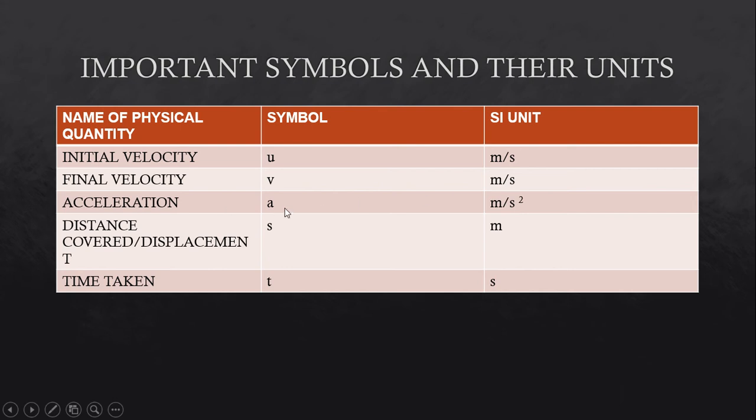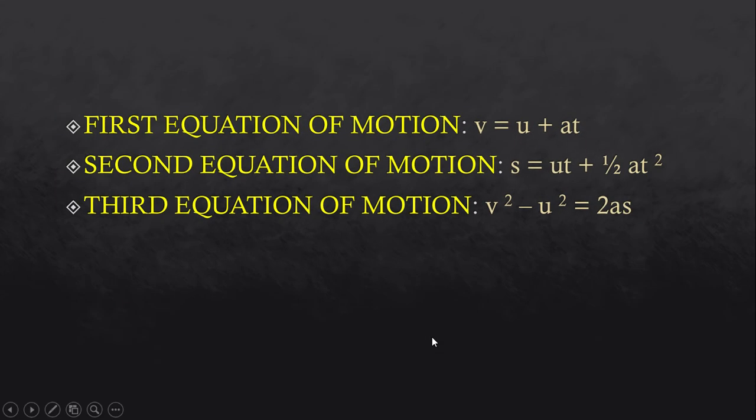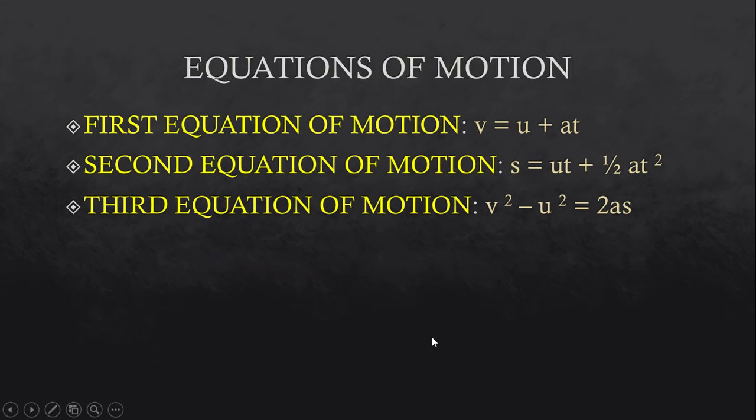Now acceleration, the symbol is a small a and the SI unit is meter per second square. Distance covered or displacement is given by small s and the SI unit is small m, that is meter. And time taken, the symbol is a small t and SI unit is second. So sometimes if you are given time in minutes, you need to change it into seconds if you want your answer in SI system. Right. Now, let us move to the next slide, that is the equations of motion.